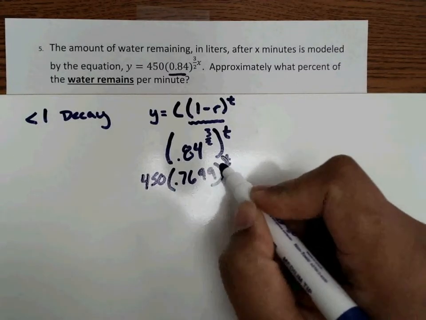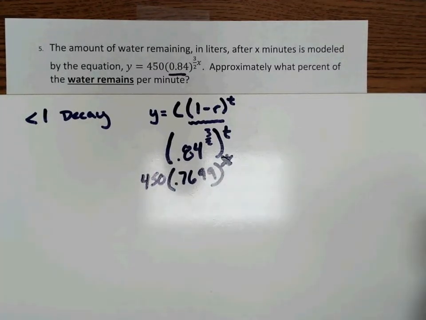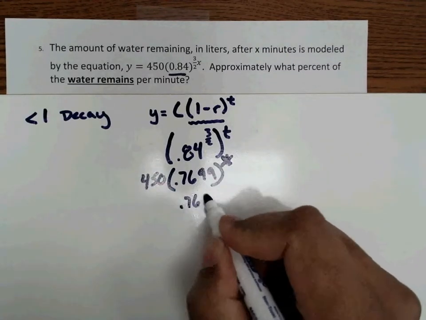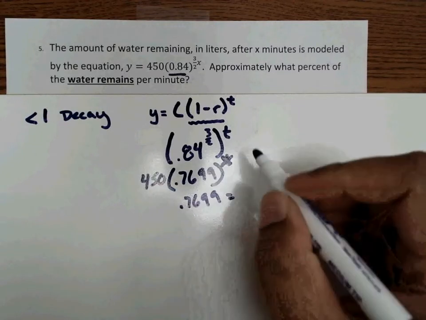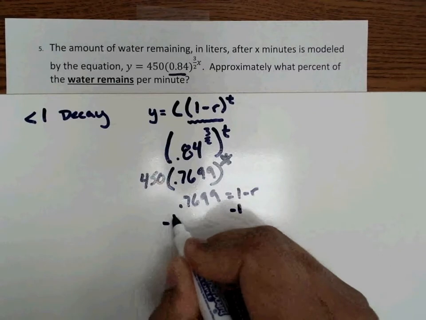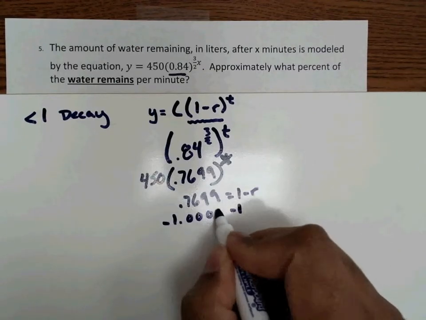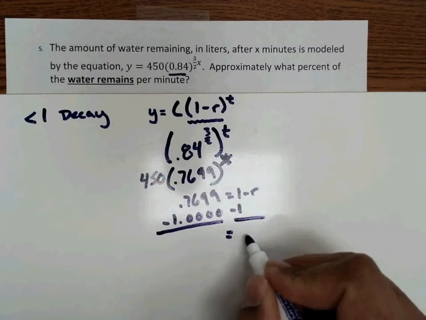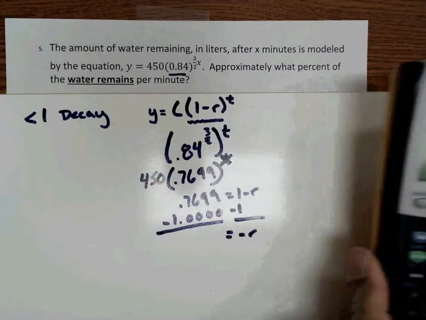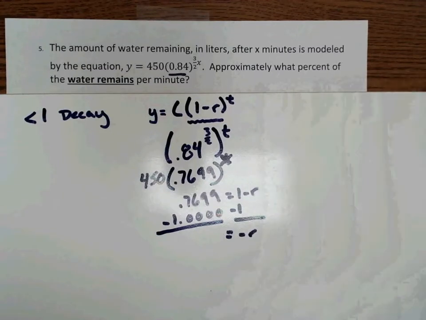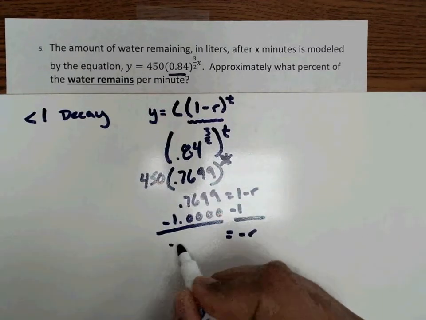And actually in this problem they use x, so I'll put an x in. And so from here, remember this 0.7699 is that 1 minus r. So we subtract our 1. Bam, bam. So on this side we have our negative r. Then we take our calculator and subtract 1, so minus 1, and we get negative 0.2301.